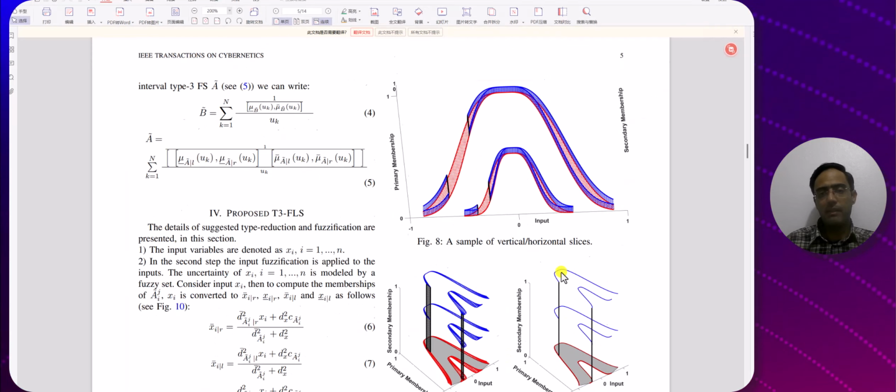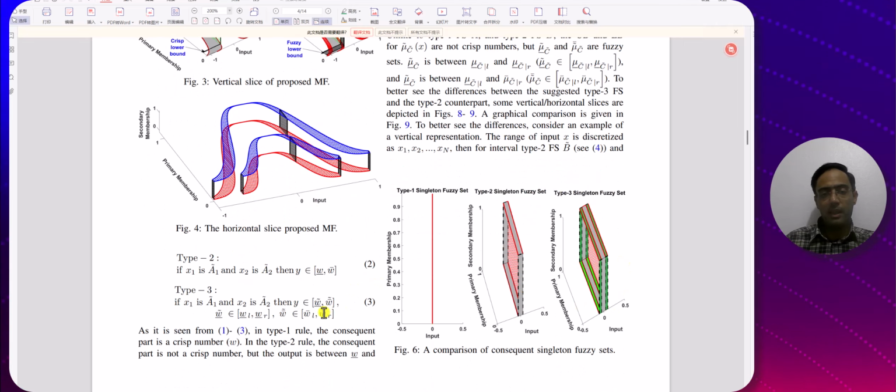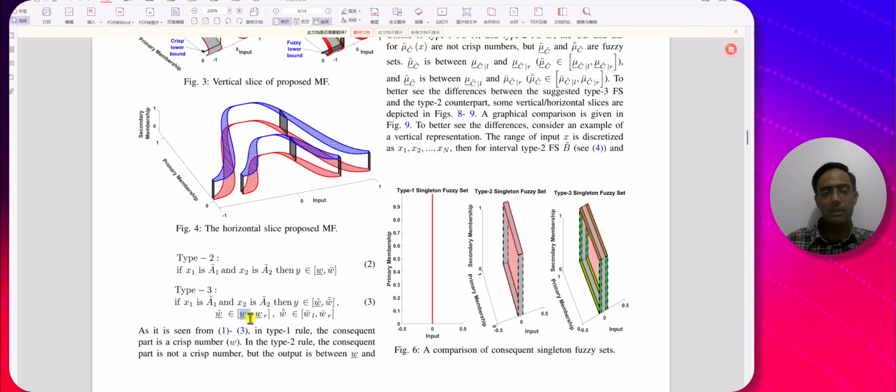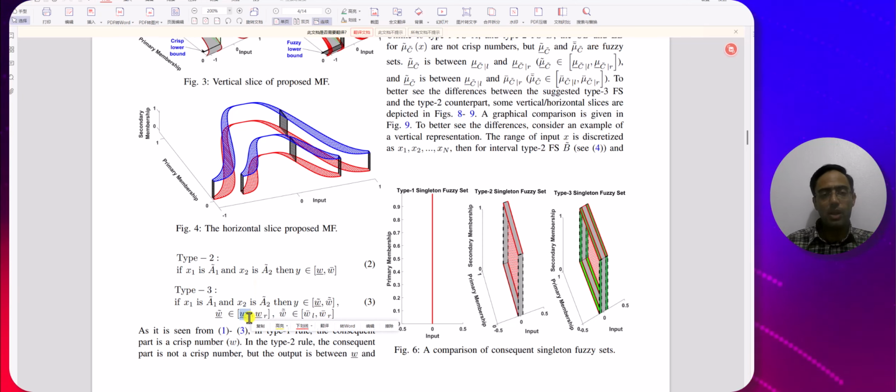And as you see here, we have four vectors. One vector represents the bar WR, one vector represents bar WL, one vector represents underline WR, and one vector represents the underline WL. So the length of each vector is equal to the number of rules and represents these boundaries: boundaries to the left side and boundaries to the right side. And the center represents the center of singleton fuzzy set.